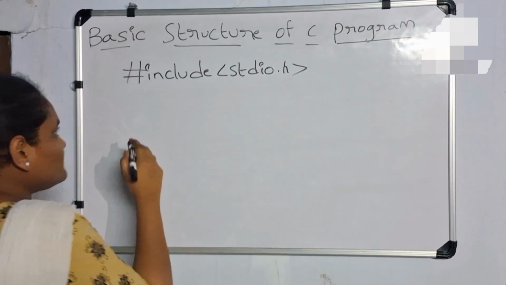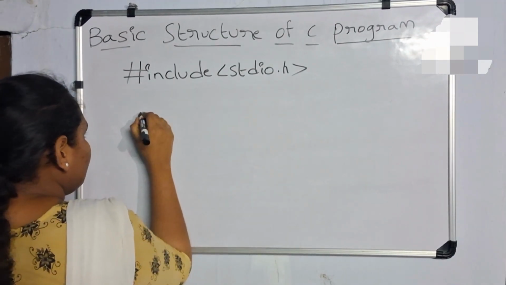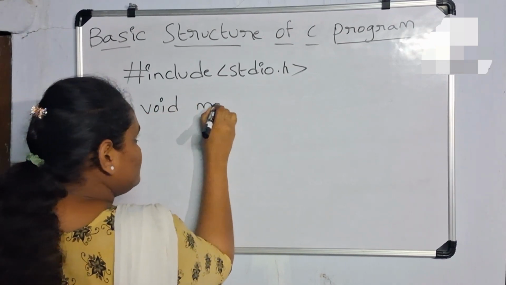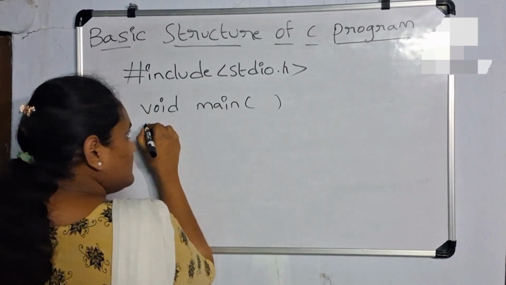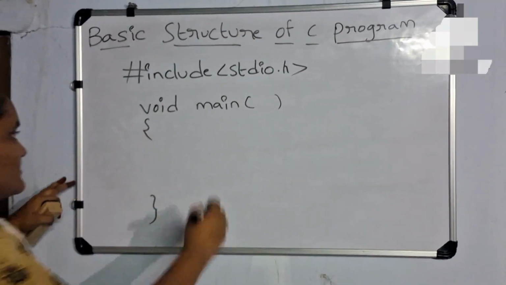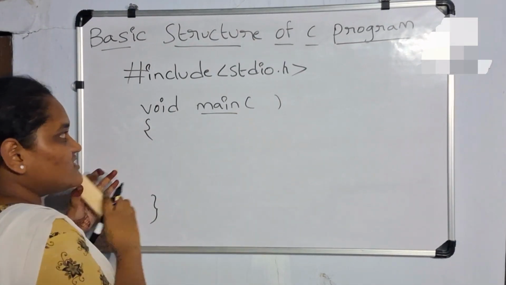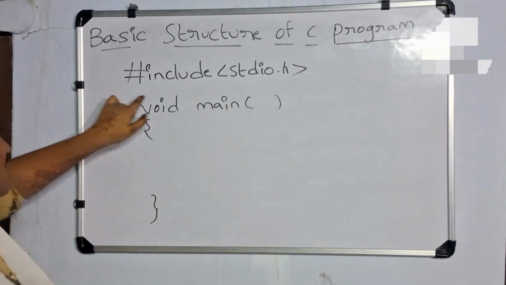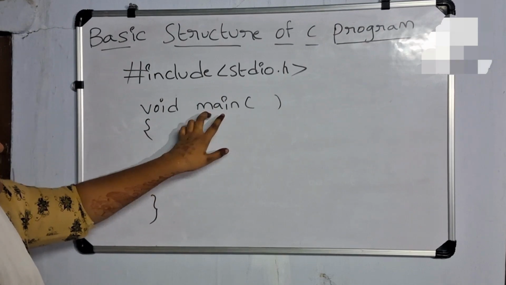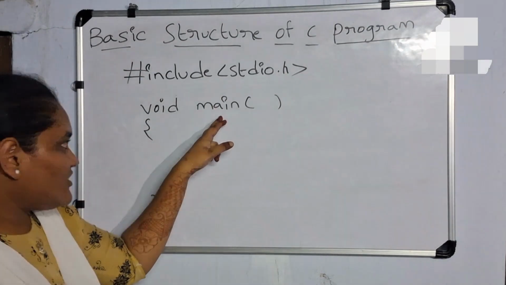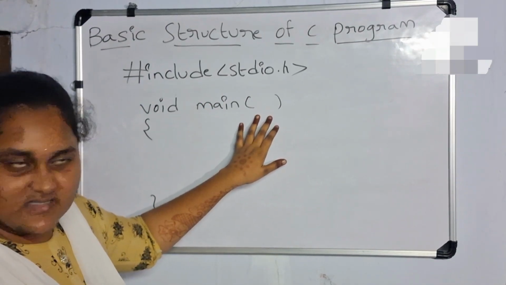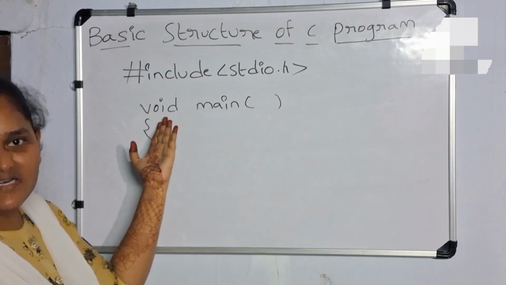And another thing which every program should contain is the main function. It will look something like this. The name of the function is main. This is the syntax of writing a function in C language. Firstly, the name of the function, followed by a set of parentheses, and it should be preceded by the return type.